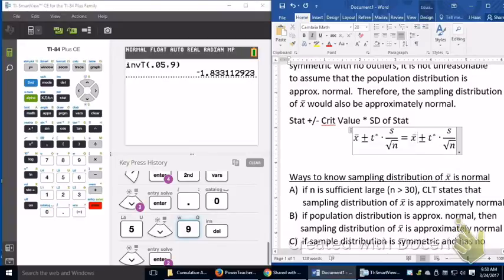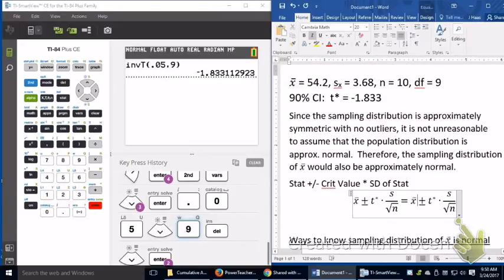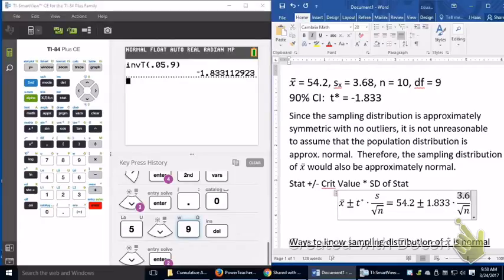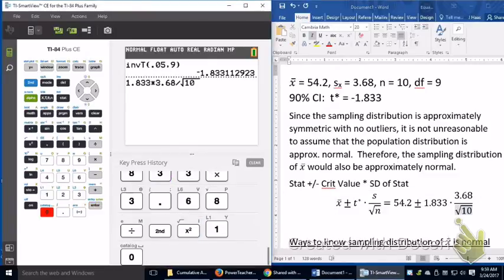So I'm going to need to plug in the appropriate numbers from the top of the page. X bar is equal to 54.2. My t critical value I found was 1.833. Don't have to worry about the negative because of the plus or minus. The s value is 3.68, and the n value is 10. And then you can just put that in the calculator to get your actual confidence interval.